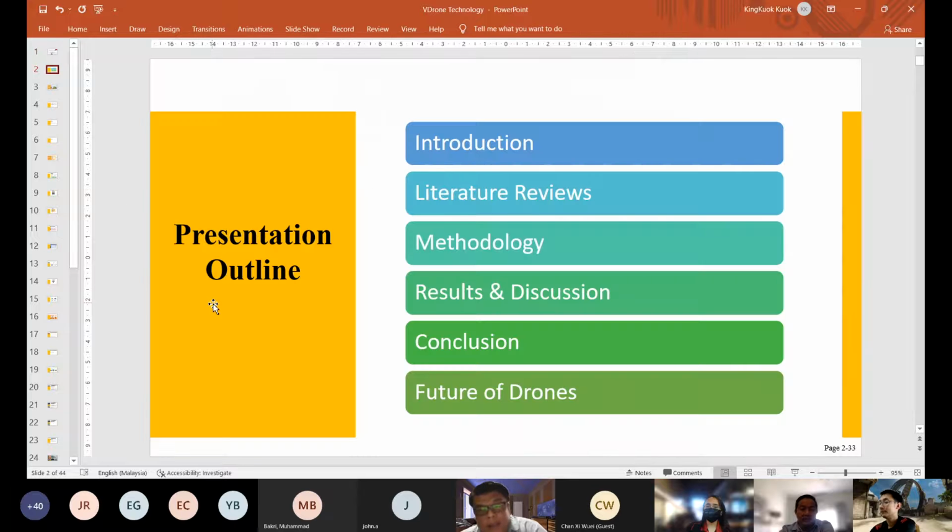The outline that I'm going to present this afternoon includes the introduction, the reviews, methodology, result, discussion, conclusions, and the future of drones.